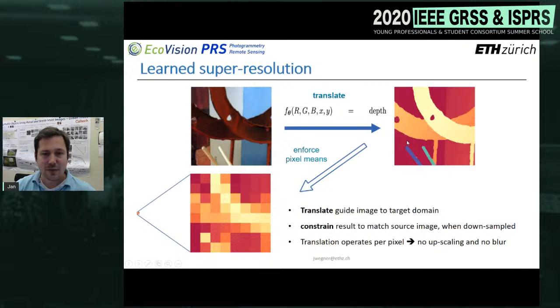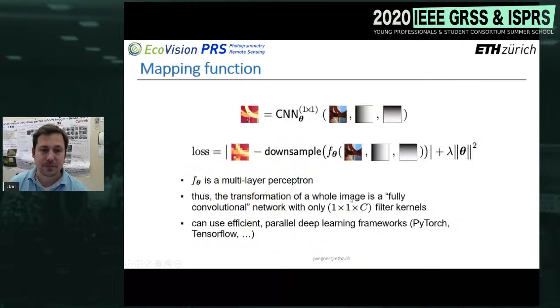The constraint is that if we downsample this image, then the average value inside a particular patch that has the size of the original resolution of the source should match the depth value here. So we downsample this image and match it to the original source image during training. The cool thing is that this translation operates per pixel, and the constraint is also per pixel. So we don't have any upscaling, which means we have no blur in the image. We can keep sharp edges, in contrast to the state of the art.